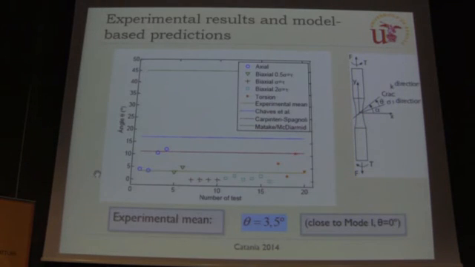So we have plotted the experimental angles theta, which are all the 20 dots, or all the tests, and in lines the predictions. The 20 experimental tests give a mean value of theta equal to 3.5, which is close to 0, which is close to mode 1. Matake would say 45 degrees, mode 2, which is very far, and the best prediction is from Carpinteri.